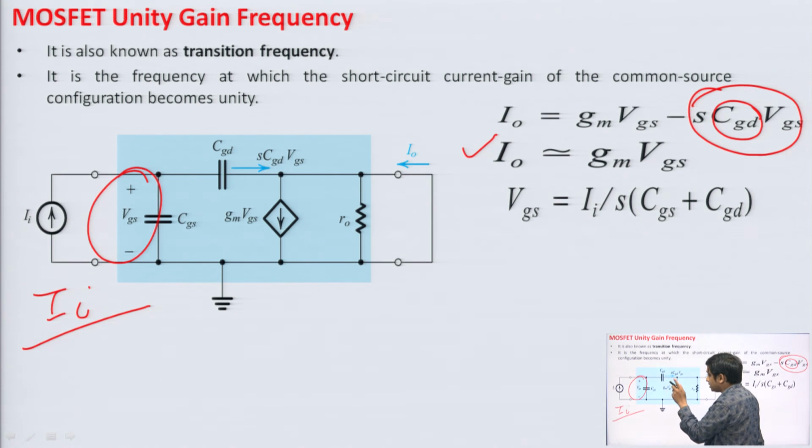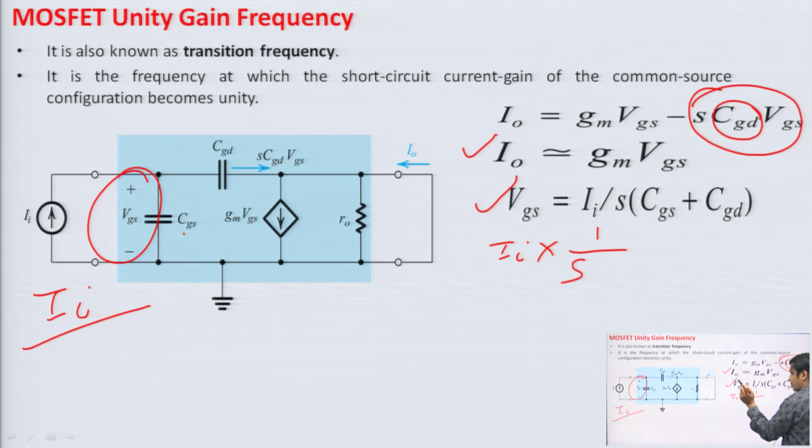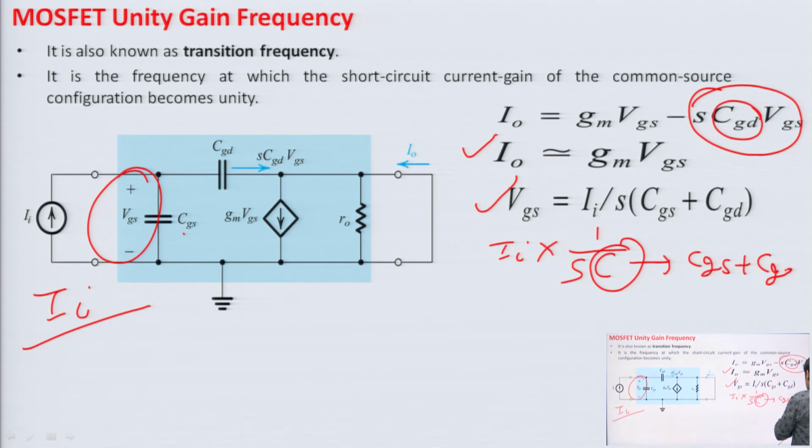CGS plus CGD will be there, because CGS and CGD are in parallel, and if two capacitors are connected in parallel, then those capacitors are added. That is why VGS is equal to Ii upon... VGS is equal to current into impedance. Current is Ii into total impedance, that is 1 by SC, capacitive impedance, and the total C is CGS plus CGD, since CGS and CGD are in parallel, fine.